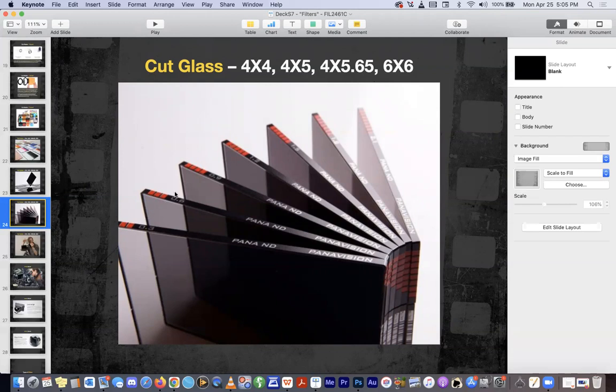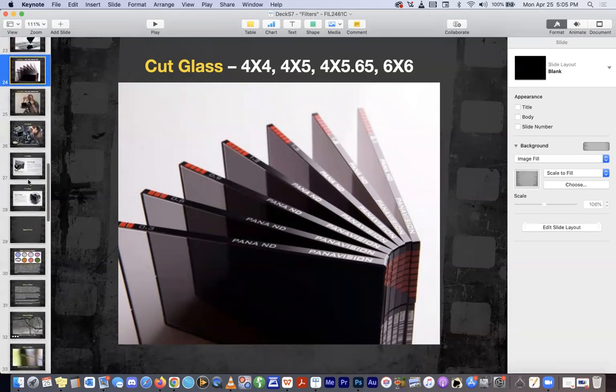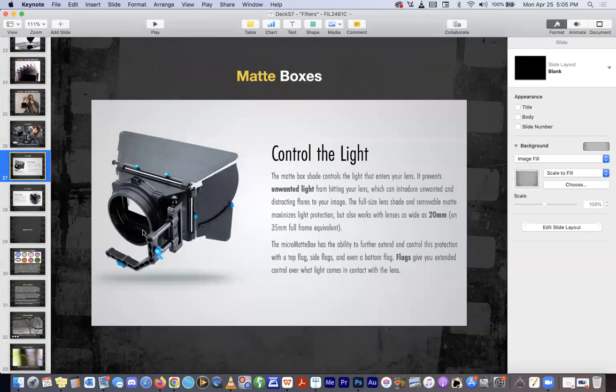And you might want to have a set of neutral density filters with you at that time as well, so that these in conjunction with iris control give you all of the exposure control you're going to need. Filters are held in something called a matte box if you're using cut glass.